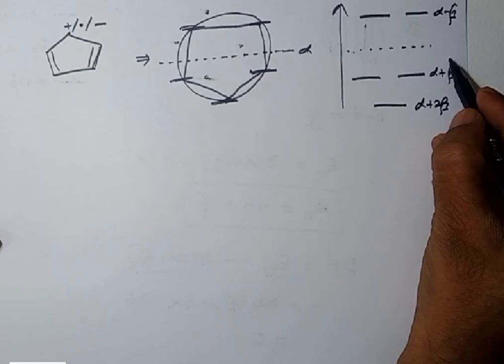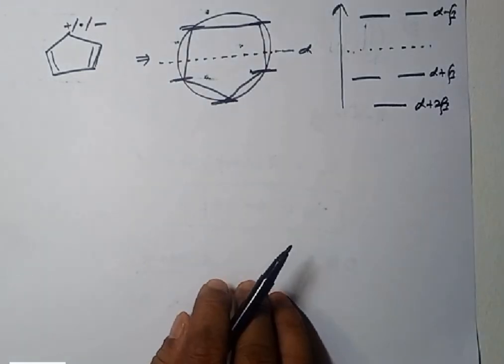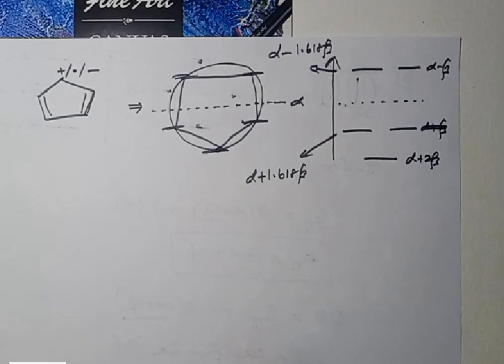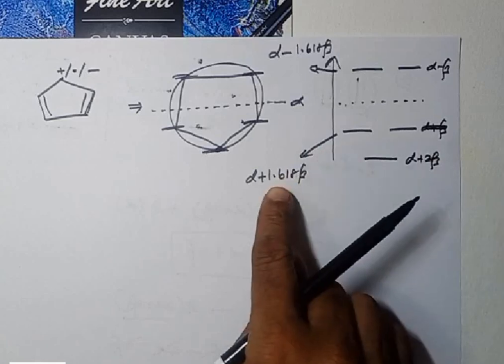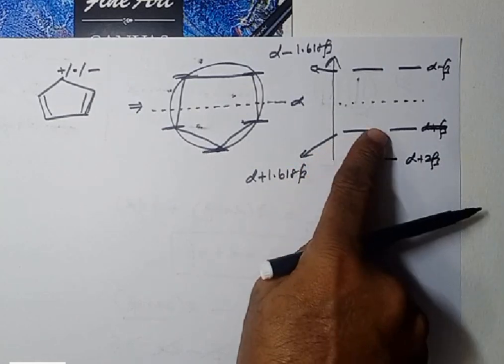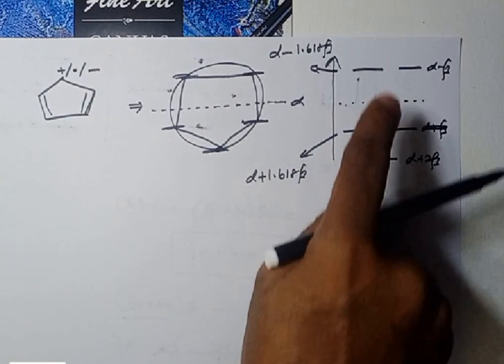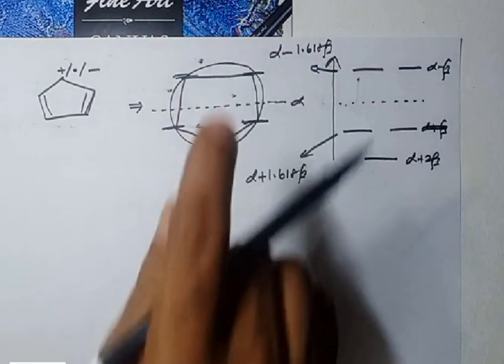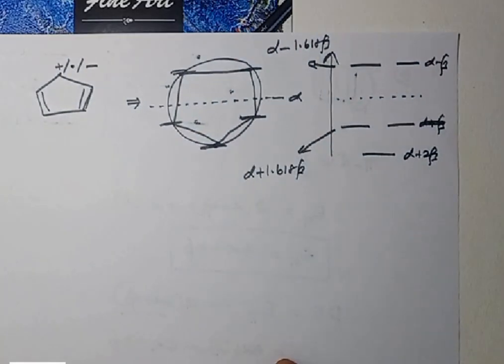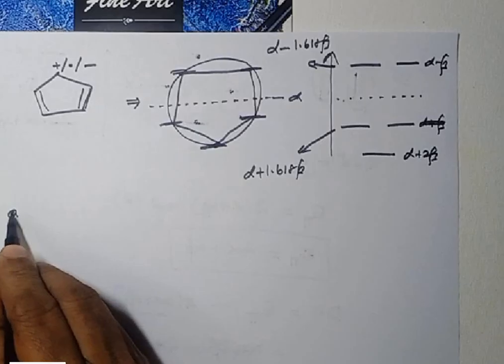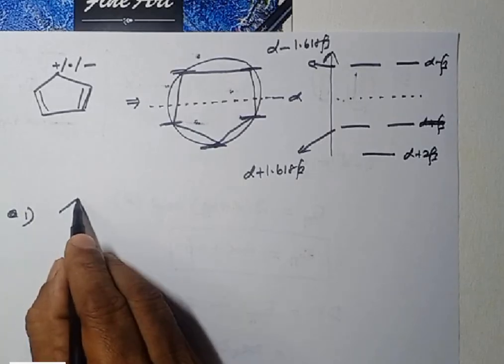Let me write here once again. So these are the energy values. This is alpha plus 1.618 beta, these 2 degenerate molecular orbitals. And these 2 molecular orbitals have energy alpha minus 1.618 beta. Now, let me take one example.